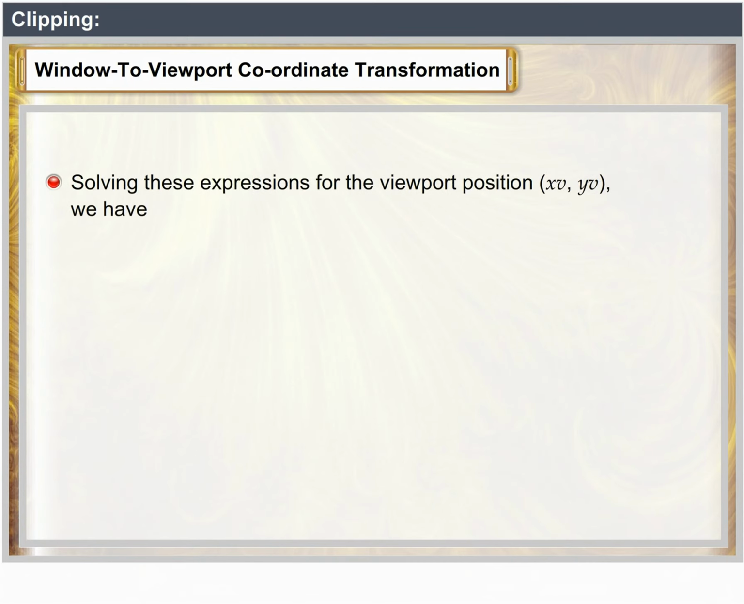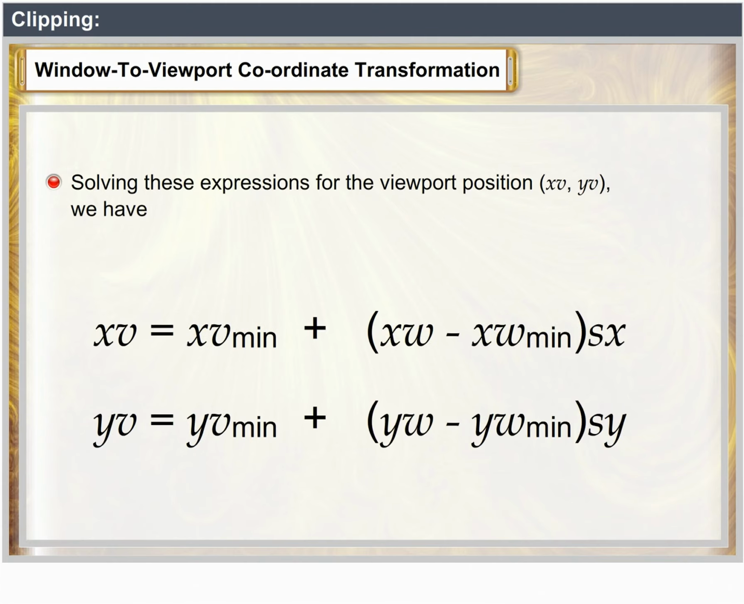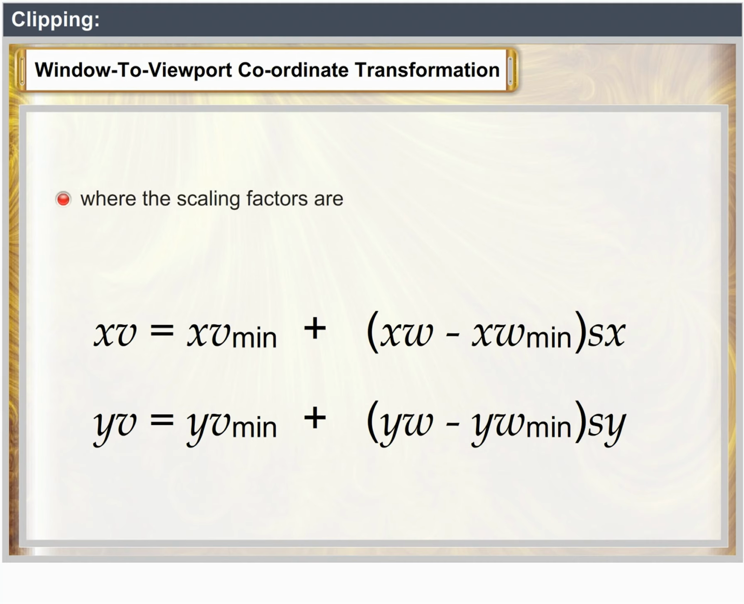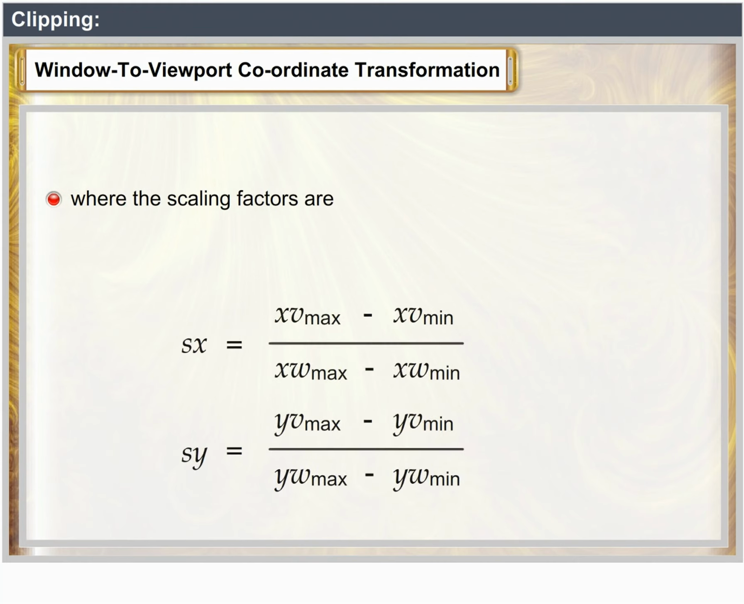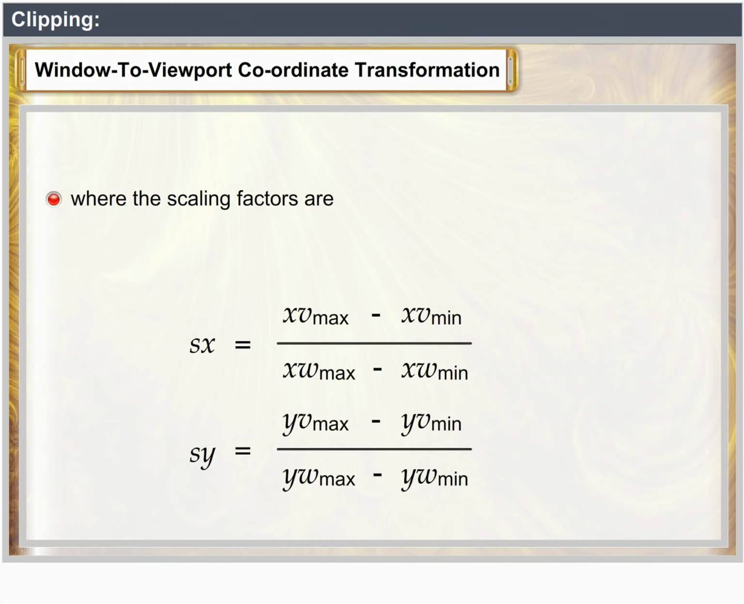Solving these expressions for the viewport position (xv, yv), we have xv = xvmin + (xw - xwmin)·sx. Likewise, yv = yvmin + (yw - ywmin)·sy, where the scaling factors are sx = (xvmax - xvmin)/(xwmax - xwmin), sy = (yvmax - yvmin)/(ywmax - ywmin).